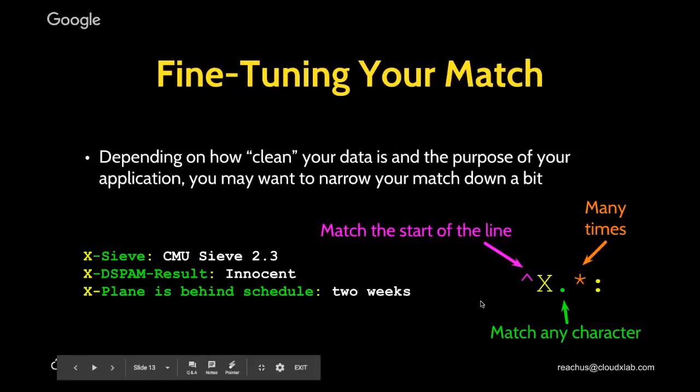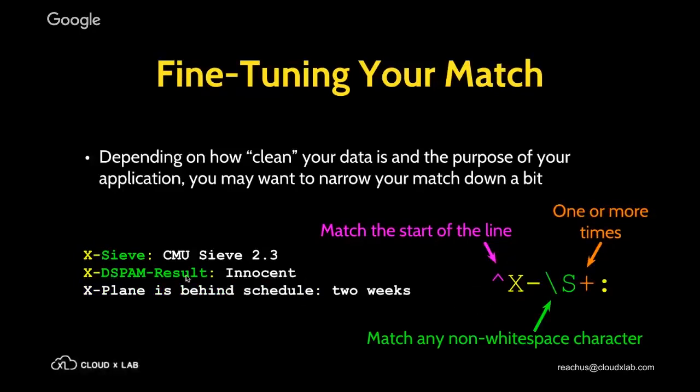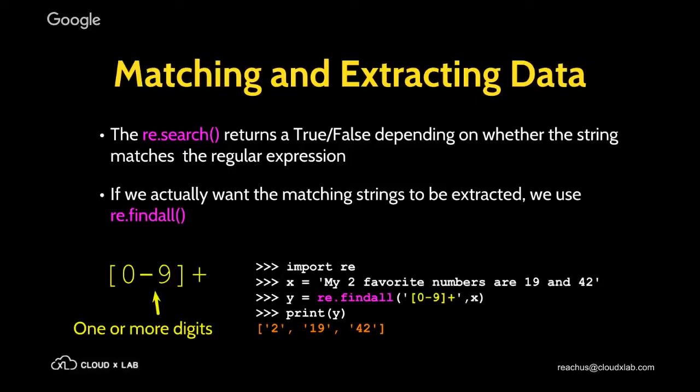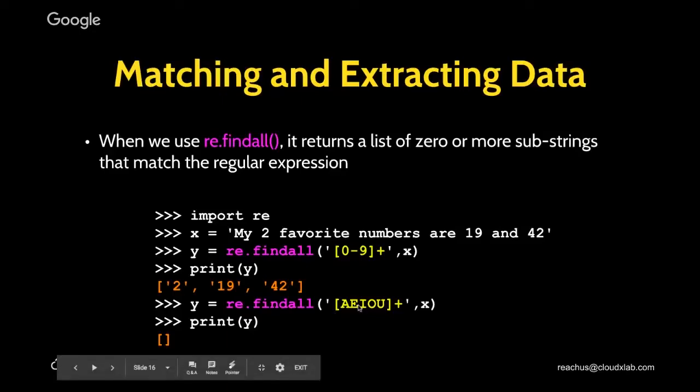All right, so you can fine tune here. Here we are saying X followed by any number of spaces and so on. Here we are trying to extract the digits, the numbers, from the input data. If you want to find the capital vowels, we can simply say A, E, I, O, U in square brackets, meaning any one of these characters, any number of times.